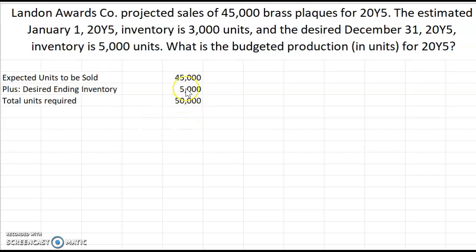So remember, the total units required is always going to be the amount we expect to sell plus however much we want to have in our remaining inventory at the end. But we don't need to make what we came into this inventory with. That is your estimated beginning inventory. So we're going to subtract that out because we don't need to make that.